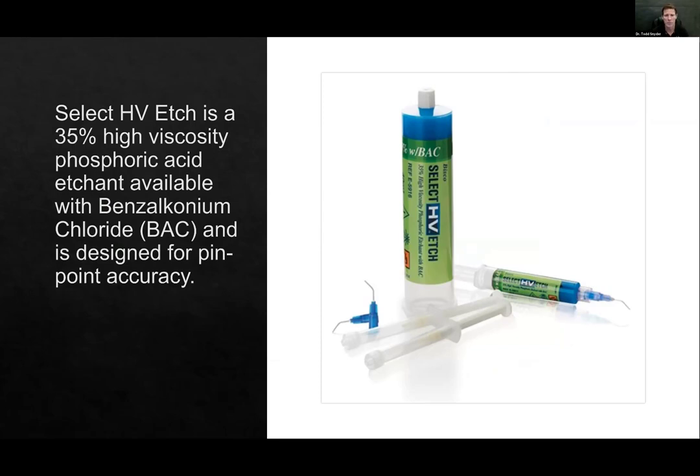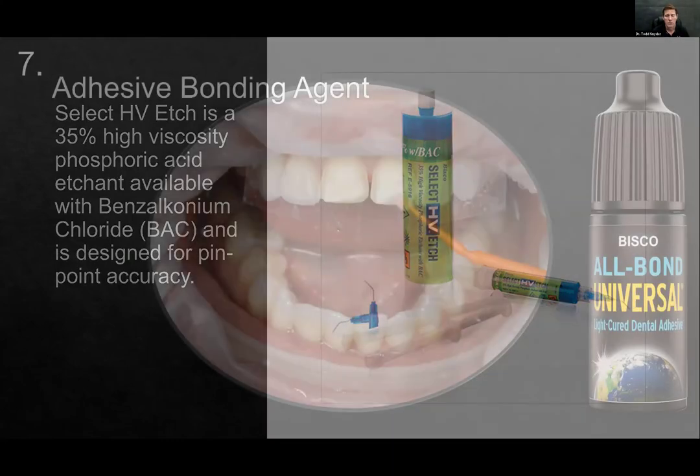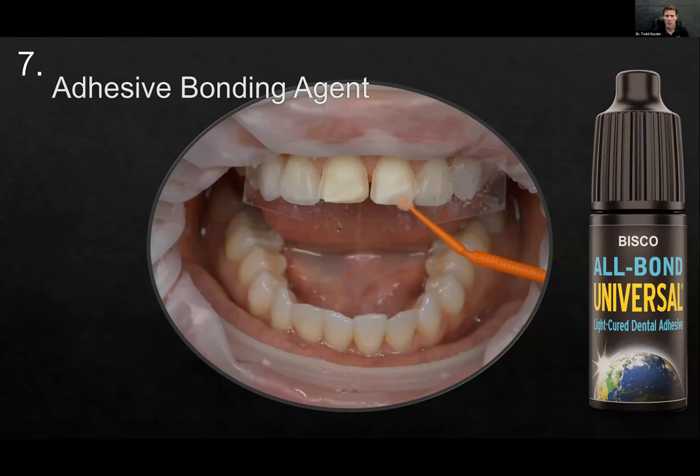By using this product, it's a 35% phosphoric acid, still has your benzalkonium chloride in it, but it's a little thicker. Now, the nice thing about that is it stays where you put it. Still washes away clean and easy, but it's nice that it stays where you put it. Okay, so after you've etched the tooth structure, you're going to apply your bonding agent. And again, as I mentioned, I'm using the All Bond Universal. And I'll tell you why in a moment.